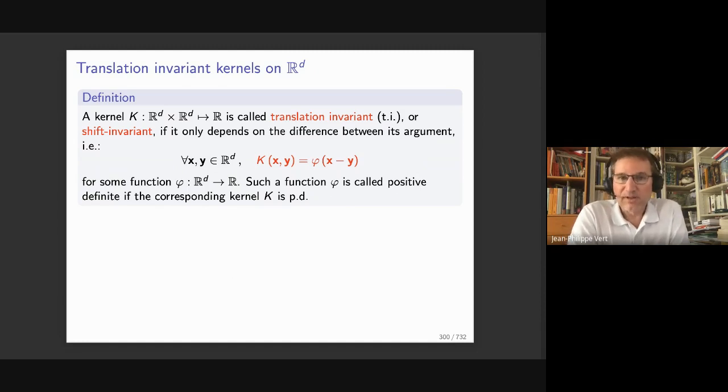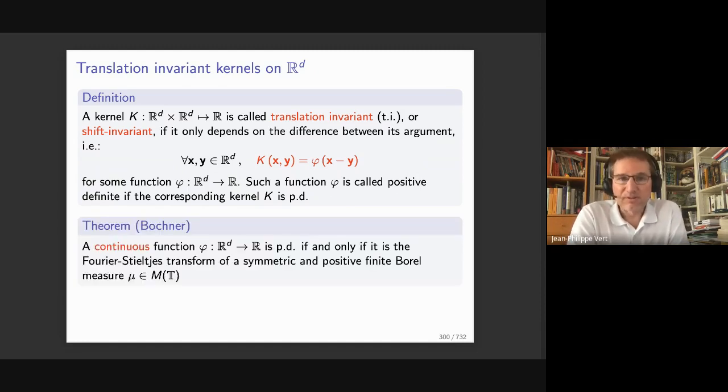And so the answer is a theorem. It's a slightly partial answer because there is a constraint of continuity on phi. But basically, the equivalent of Herglotz's theorem exists on R^d, and it's called Bochner's theorem. And this one is important. So I think this is the main theorem for today's lecture. If there is one thing to remember, it's this theorem.